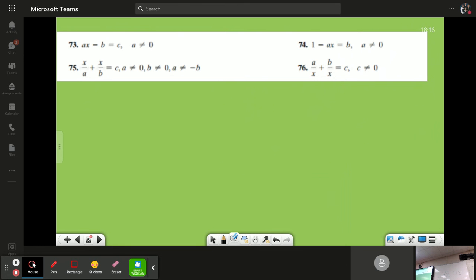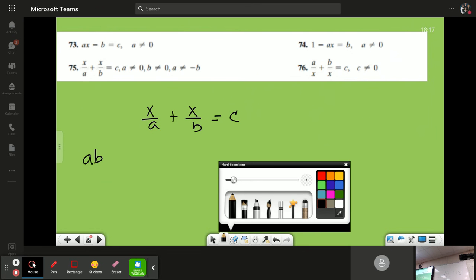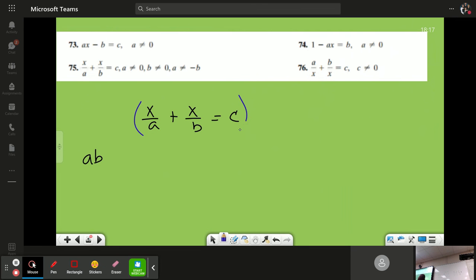What are my denominators? A and B. So I don't know what they are, but how would I get it? If I have x over A plus x over B, my LCD is going to be AB, right? Just multiply them together. All right, so I'm going to do the same thing I was doing before with any fractions. I'm going to wrap it all in parentheses and multiply by AB.